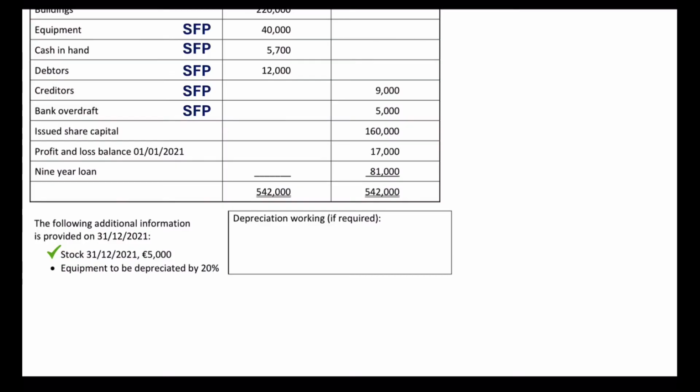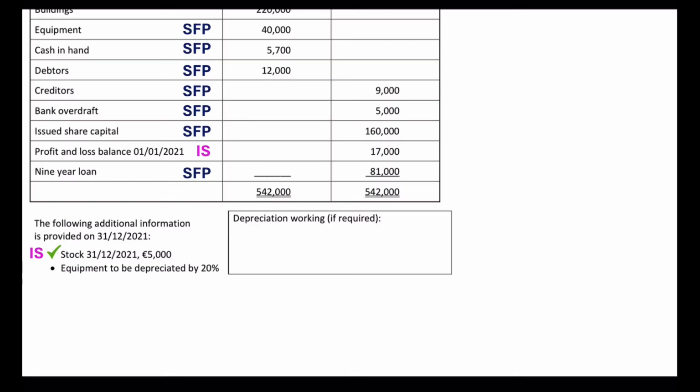So again, assets are things that a business owns. Liabilities are things that a business owes. Issued share capital, that is a liability. So you owe that money back to the shareholders. So that is the amount of money that has been invested into this business, and the business owes that back to the owners. Profit and loss balance on the first, we're going to add that in the income statement, and then a 9-year loan, you owe that to a bank or whatever financial institution you took that from. That is a liability that's going to go into the statement of financial position.